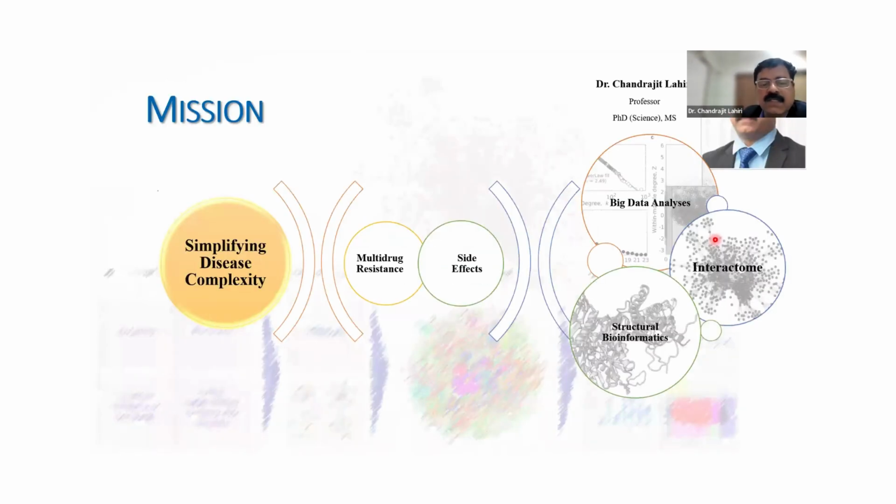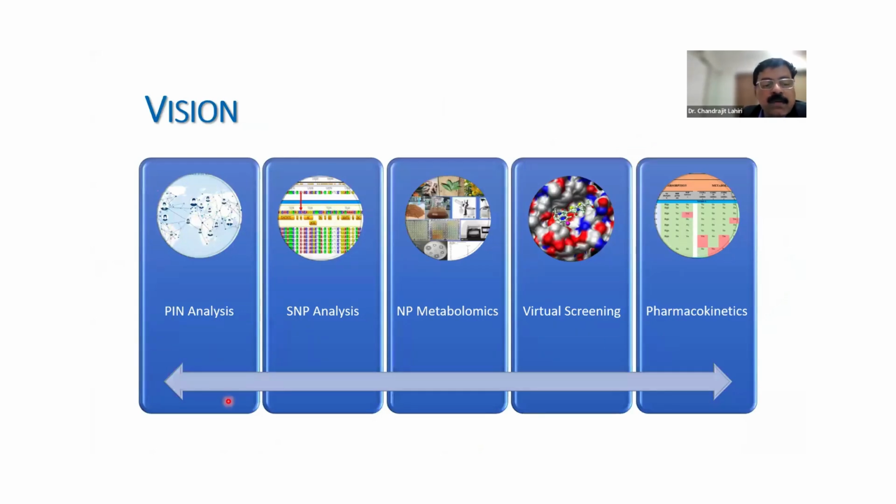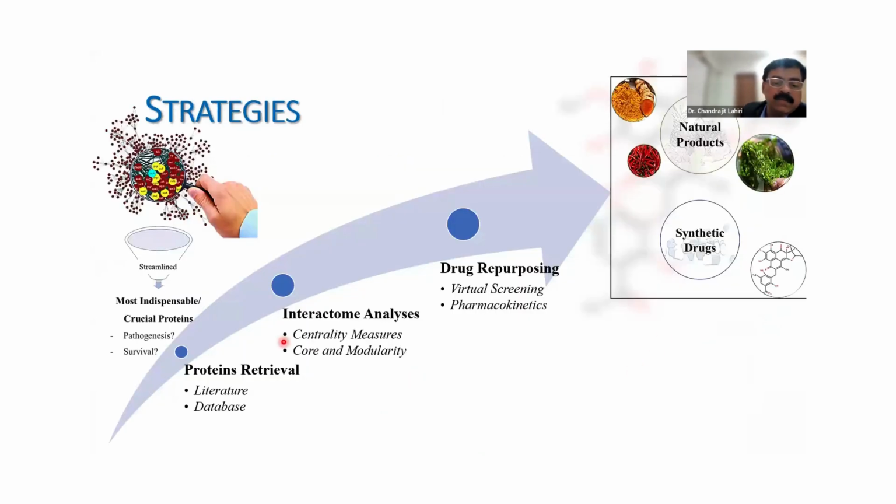The perspective of my research is that I have a mission to simplify disease complexity, focusing on multi-drug resistance and side effects. I'm utilizing big data analysis, interactive analysis of networks, and structural bioinformatics. These are the different techniques that I use: protein interaction network analysis, single nucleotide polymorphism analysis, and natural products metabolomics. Then there could be virtual screening of bioactive compounds and certain pharmacokinetic studies as well, which can help me realize my vision through these strategies.